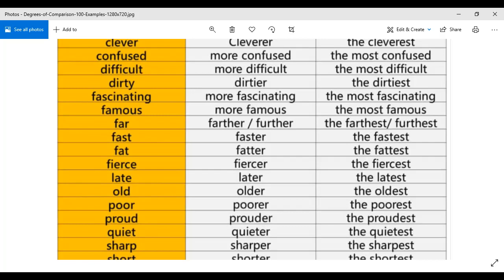Similarly, this pencil is sharp. The red pencil is sharp, the yellow one is sharper than the red, and the green one is the sharpest. This is how we make comparisons. Got it? Okay.